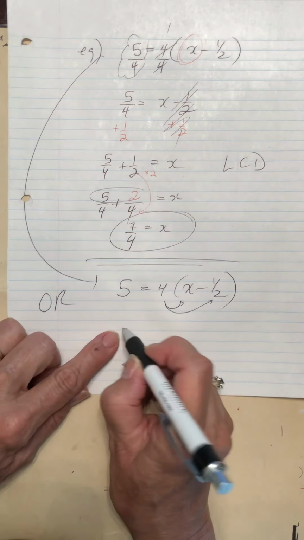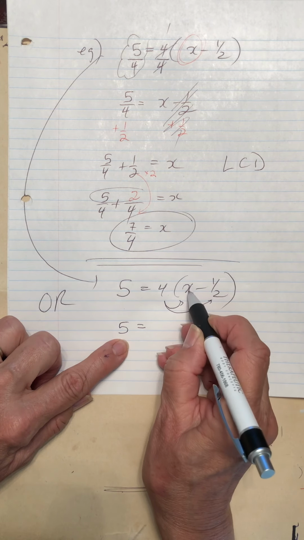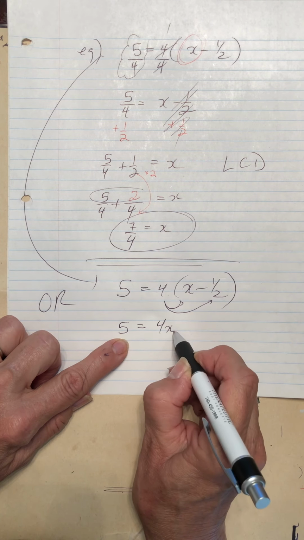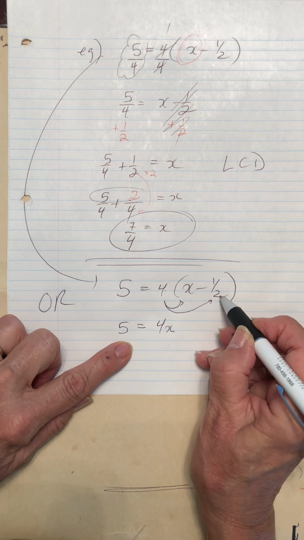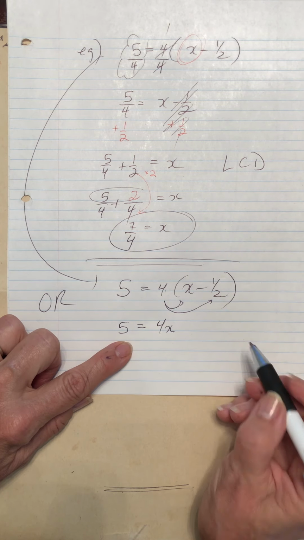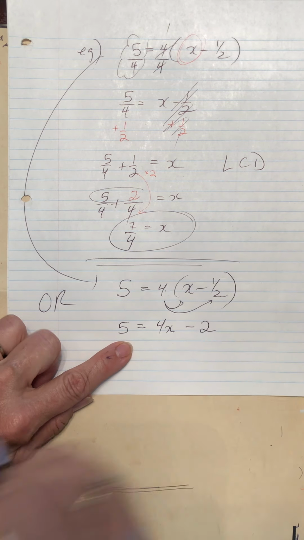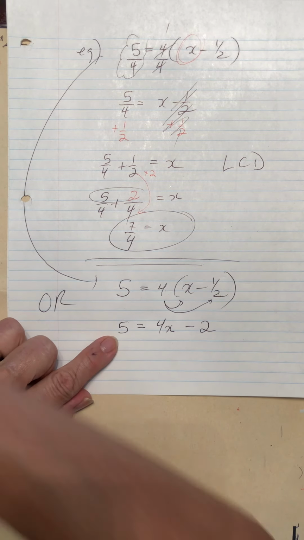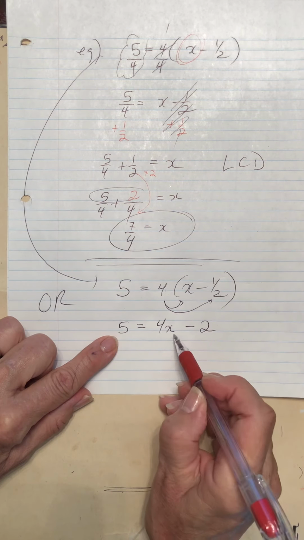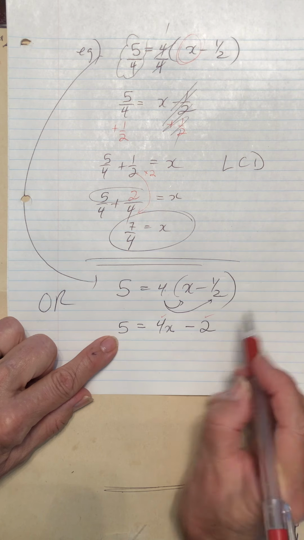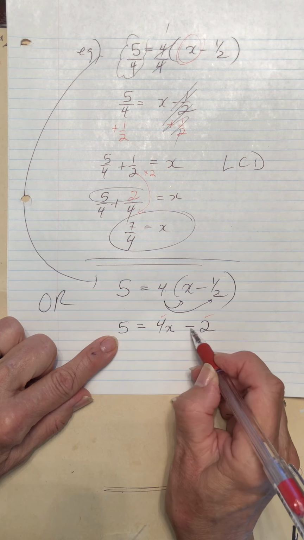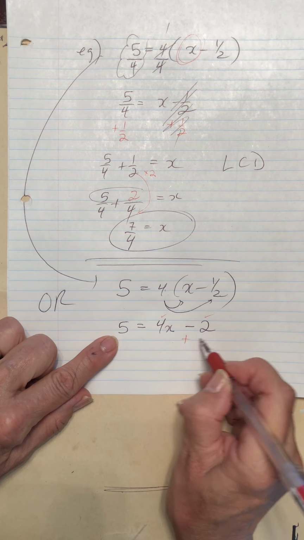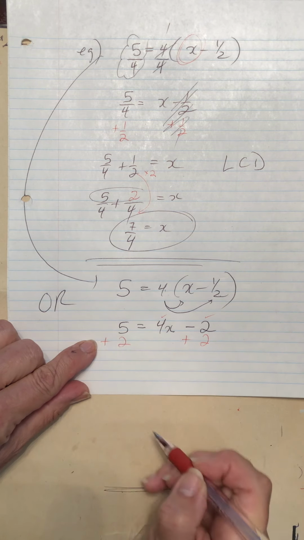So in this case, if I did that, the 5 stays alone. 4 to an x is 4x. Then 4 times a half. So a half of 4 would just be 2. So I'm going to get this -2. Well, that was the beginning of this section. What would I get rid of first, the 4 or the -2? I'll get rid of this -2 or this minusing 2 by +2 and +2.